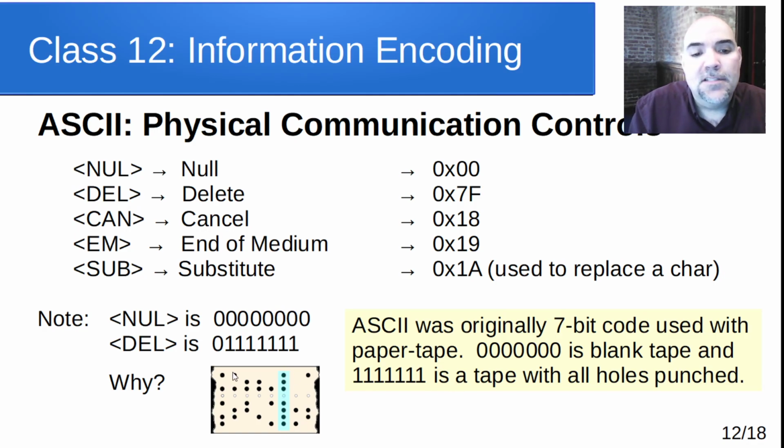And the reason why that's delete is that you could punch out any symbol that was on the tape and get rid of it by punching over it. So this sequence of symbols here, we could just punch over that. So the idea was you could always punch out over the top of a thing that already existed, but you couldn't glue holes back in easily. So they made delete all the way at the end with all ones because that means holes throughout the entire tape. So here's a case where something has been deleted right there.